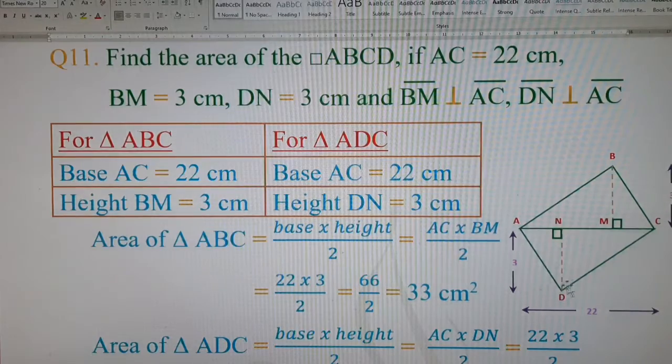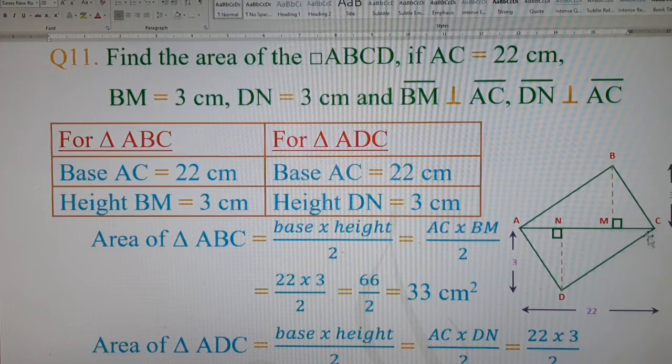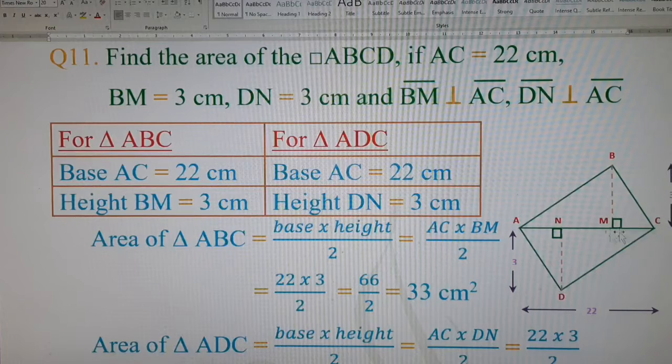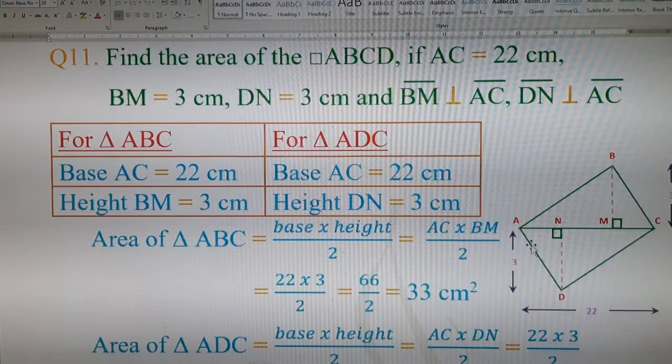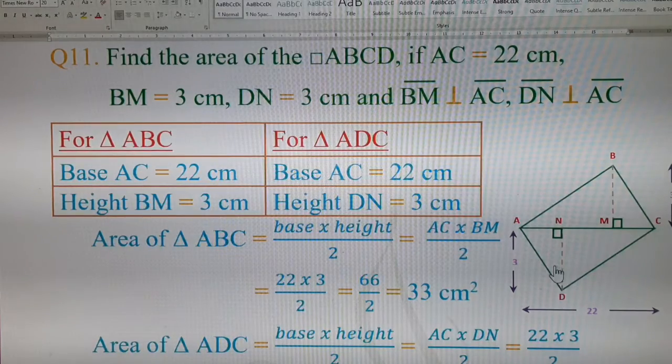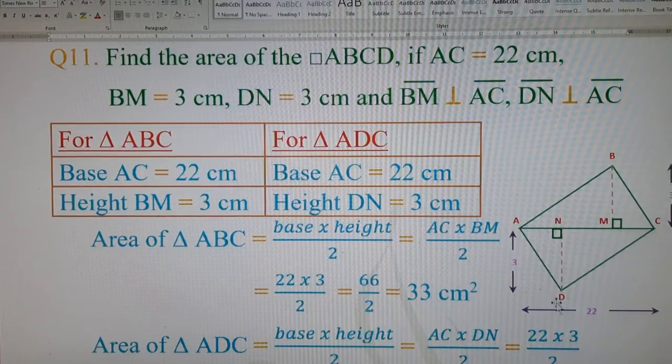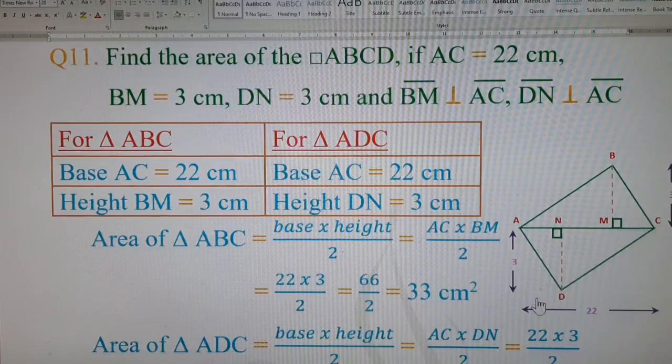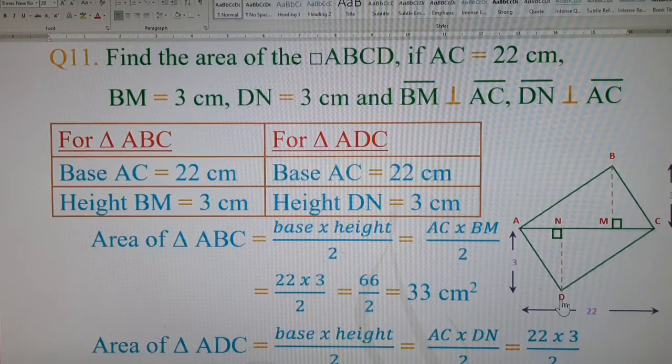Similarly, the triangle lying in the second half plane, that is in the bottom half plane of this quadrilateral, is triangle ADC. In triangle ADC, the base will be AC, because if we invert this figure, if we turn this figure upside down, then AC will be the base and this point D will come up here. So we can say AC is the base and D is the topmost part of the triangle.